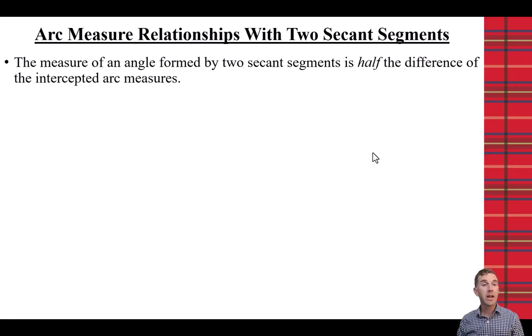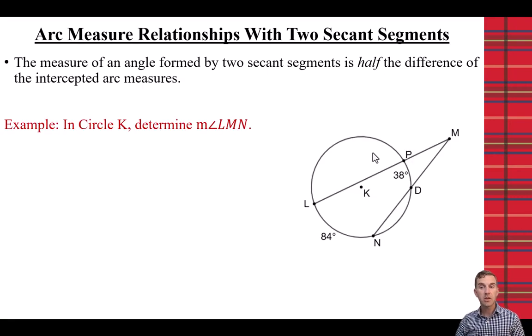Now we can look at what happens to the arc measures and the angle measures when we have two secants. And what we know is that the measure of the angle formed by two secant segments that's outside the circle is going to be half the difference of the intercepted arc measures. So let's look at an example of this. So here we have this outside angle, and we see our two intercepted arcs. And we want to know, well, what is the measure of angle M or LMN?